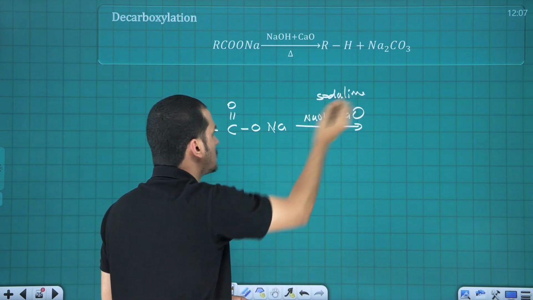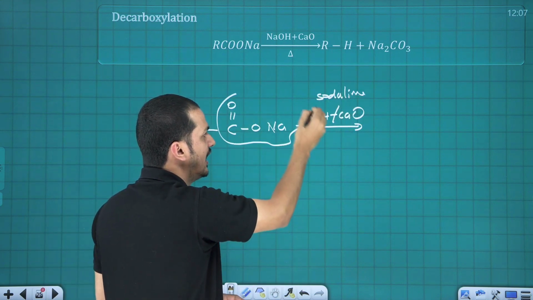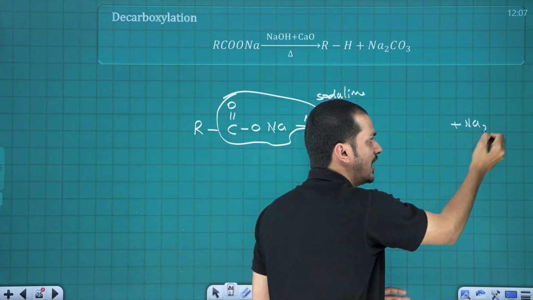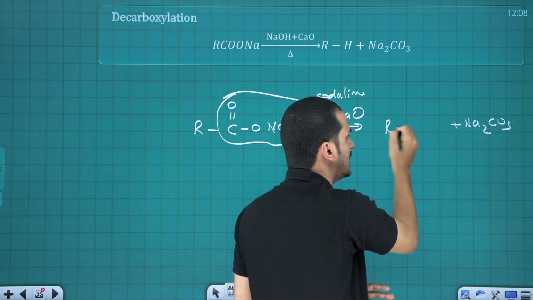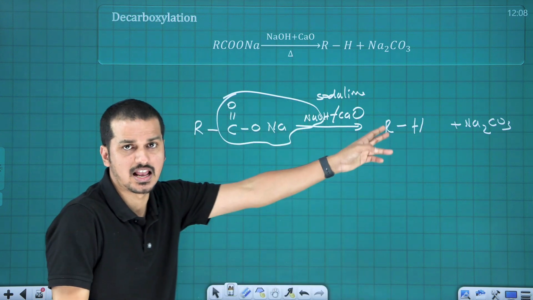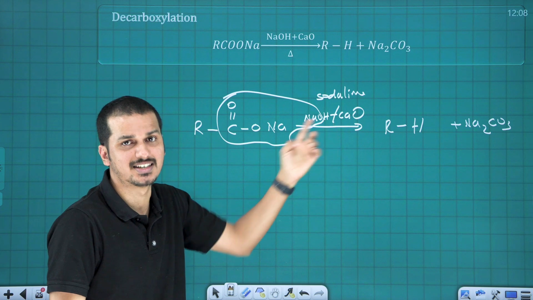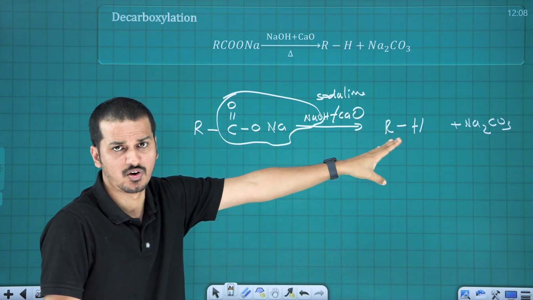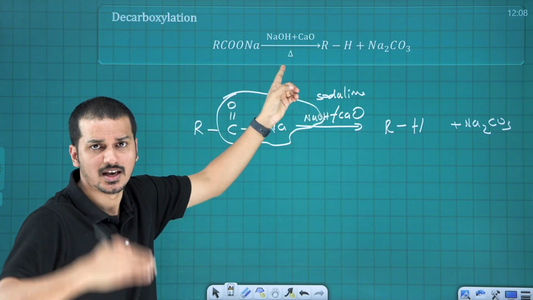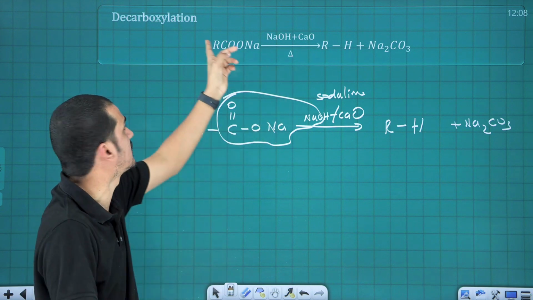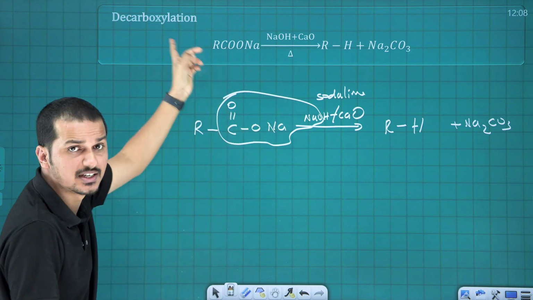Whenever you are treating with this one, the RCOONa and NaOH, the Na2CO3 will be eliminated, remaining is RH. So that is an alkane. And here CaO is used to keep our NaOH dry, or else the answer will be alcohol. So this is what is called decarboxylation. Here one molecule of CO2 is eliminated, that's why it's called removing CO2.